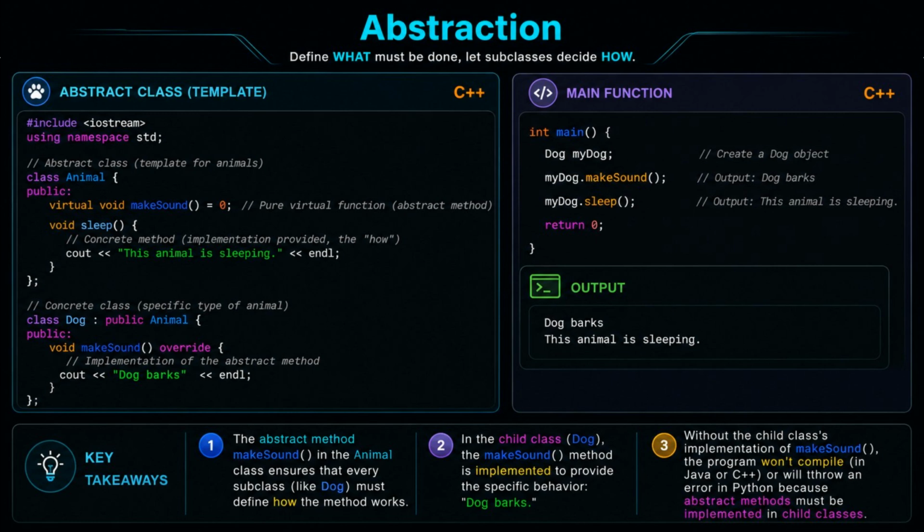Here's that same abstraction pattern in C++. MakeSound is declared as a pure virtual function, marked with =0, making animal an abstract class with no implementation for that method at all. Dog provides the required override, implementing makeSound with its own specific behavior, identical enforcement to Java, just C++'s own pure virtual function syntax.